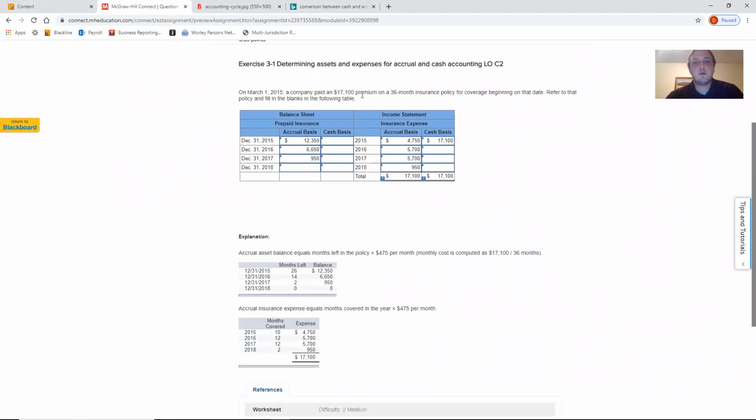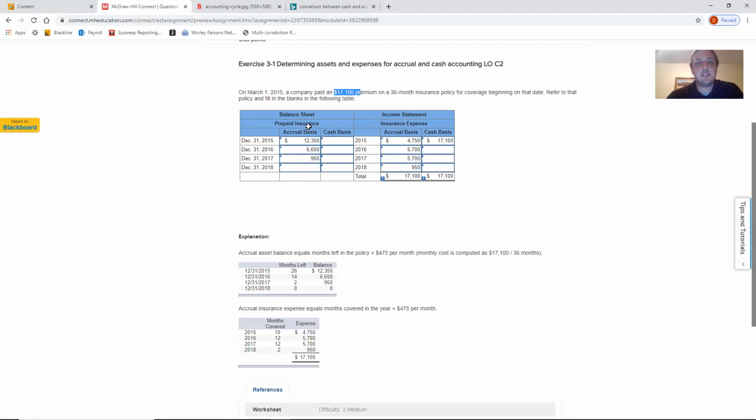All right, so we started out with 17,100 in premium for a 36-month insurance policy. Here they want you to compare the cash basis versus the accrual basis. So on the cash basis, we're going to record all of it to an expense the moment we actually make that payment. So in 2015, we take the entire cash into the insurance expense. We never use prepaid because prepaid is for an accrual.